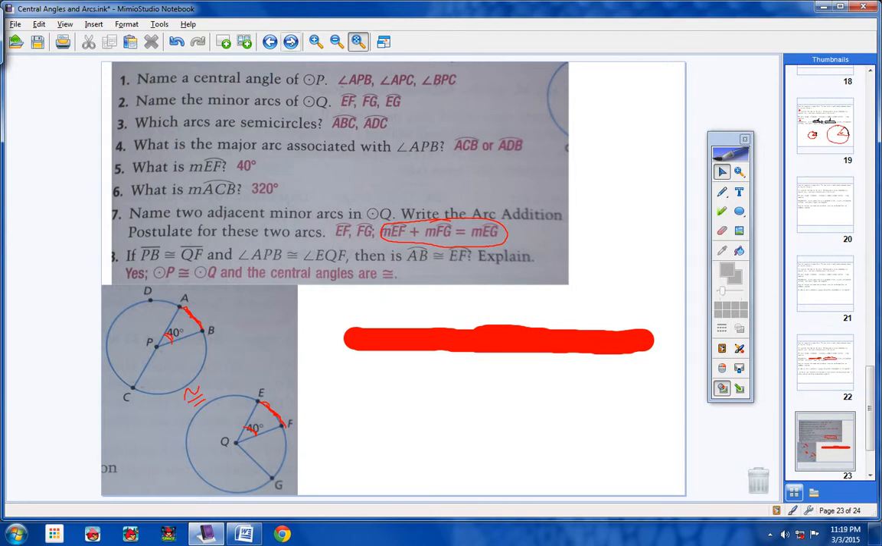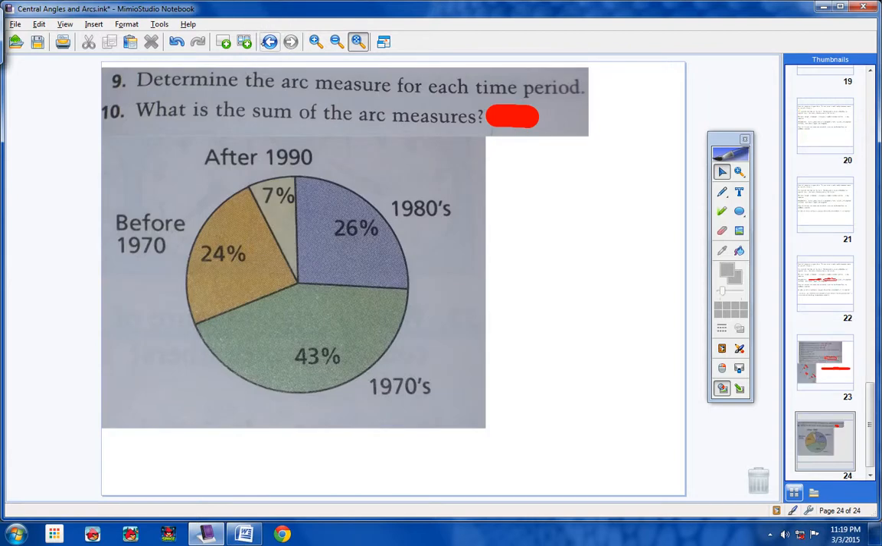Okay, guys, I hope this video has been a help to you. Oh, we got 2 more problems, sorry. All right, 9 and 10, here we go. Determine the arc measure for each time period. Let's do this very quickly and then we'll be done. Determine the arc measure for each time period. Remember, guys, we're going to use your calculators.